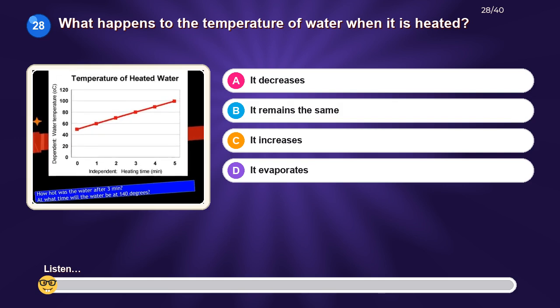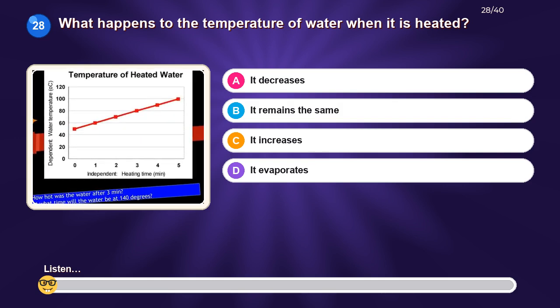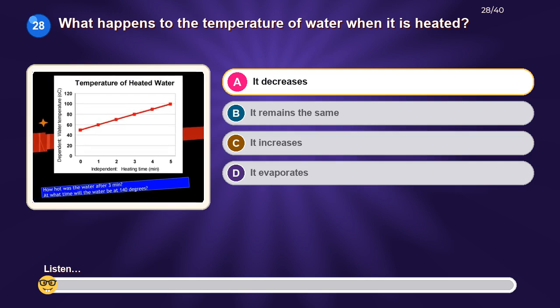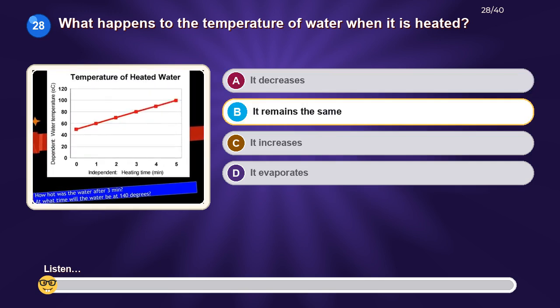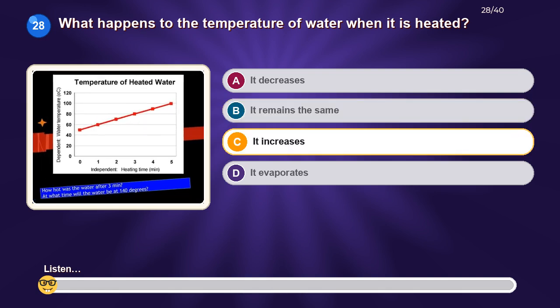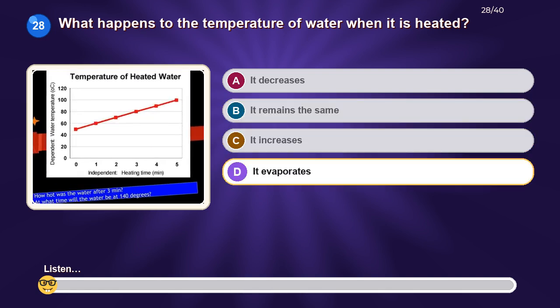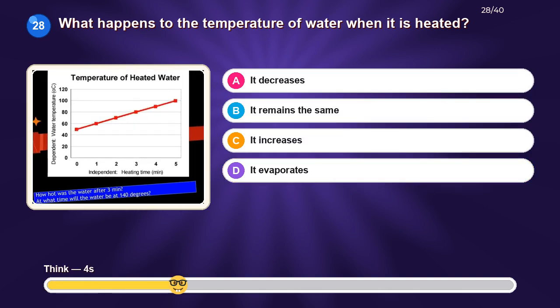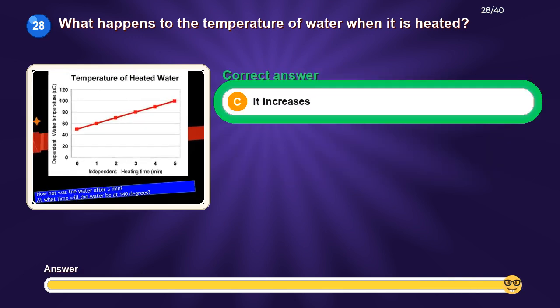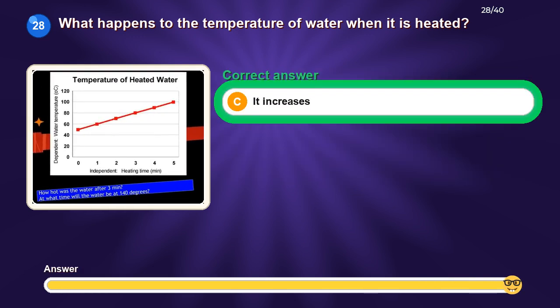What happens to the temperature of water when it is heated? Option A, it decreases. Option B, it remains the same. Option C, it increases. Option D, it evaporates. The correct answer is, it increases.